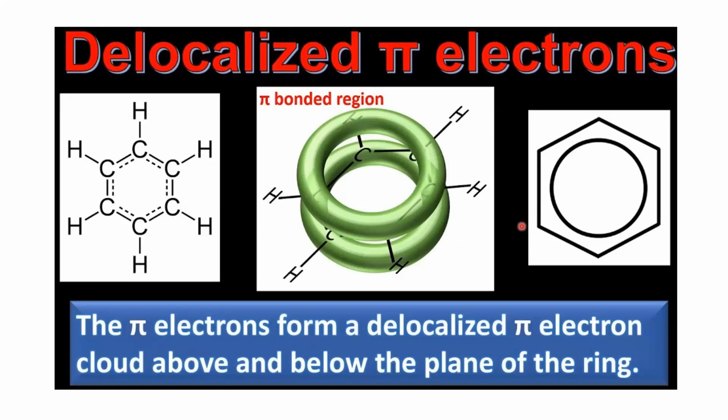The pi electrons form a delocalized pi electron cloud above and below the plane, and hence we have this circular ring in between.